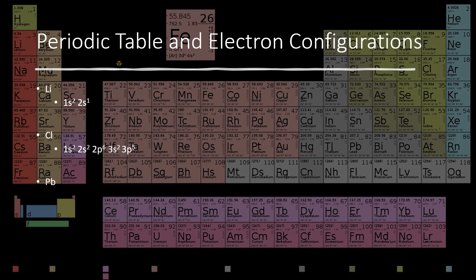Okay, we continue onward. Let's try lead. Whew, lead has a lot of electrons. Let's see if we can find where that is. 82 of them, in fact. Okay, so we would start counting. 1s2, 2s2, 2p6, 3s2, 3p6, 4s2, and then this is where it gets weird, 3d10.